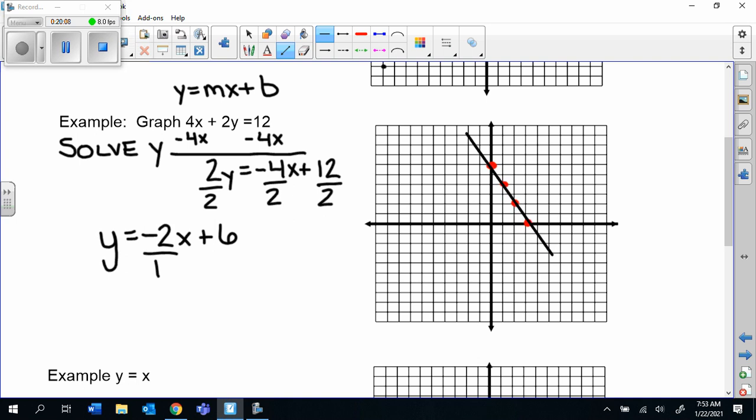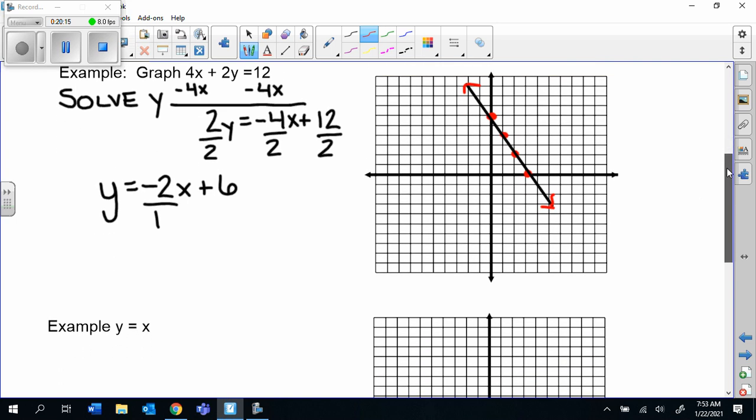And draw our line. I did that one a little quicker, figuring you're probably catching on to the pattern.